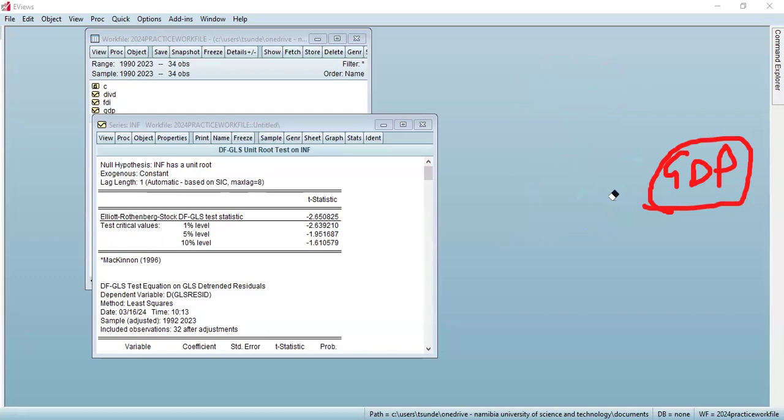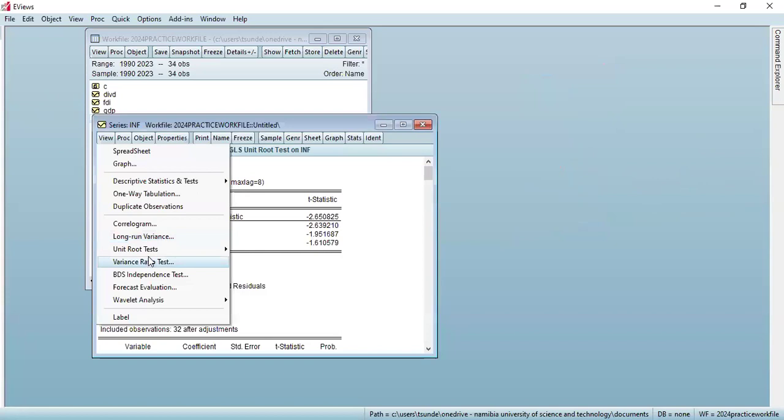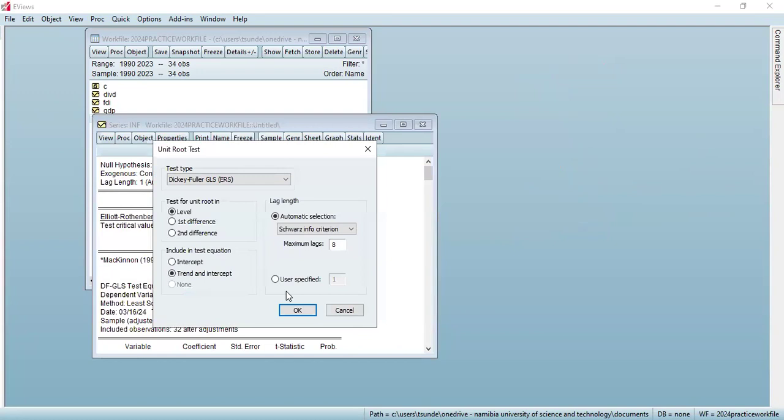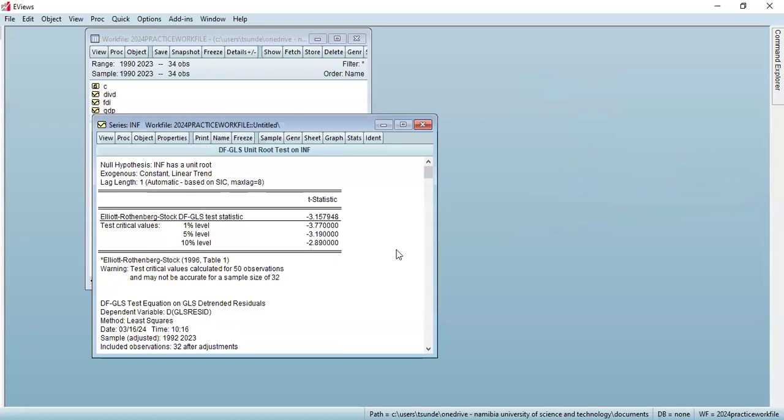Let's go to the variable we are analyzing. Let's use the second test equation. Right. Second test equation. Okay. Tell me the answer, please. Inflation is stationary or non-stationary at what level?